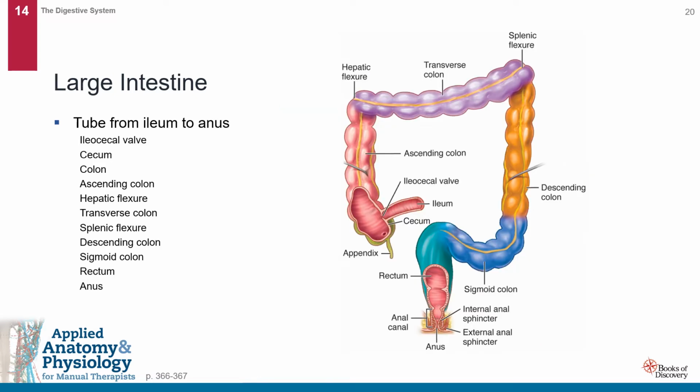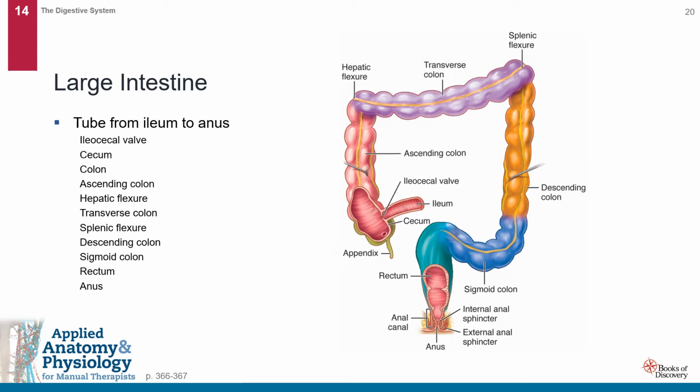Now let's take a look at the large intestine. The large intestine extends from its junction with the ileum to the anus, forming an arch around the small intestine. It begins at the cecum, which is a short pouch-like segment separated from the ileum by the ileocecal valve, and includes the colon, the rectum, and the anal canal. The longest portion of the large intestine is the colon, which has several regions.